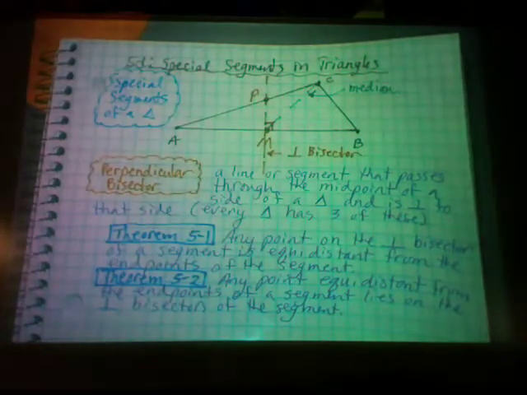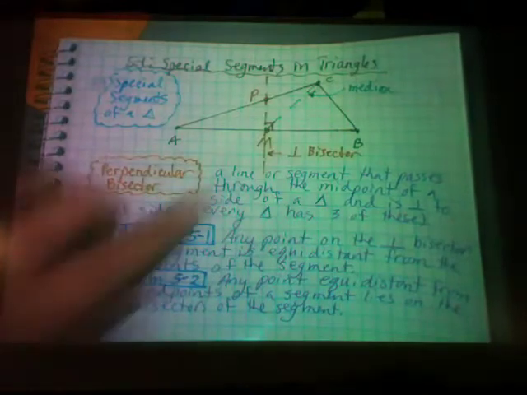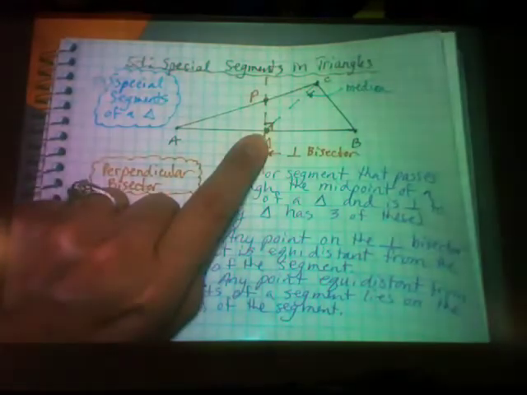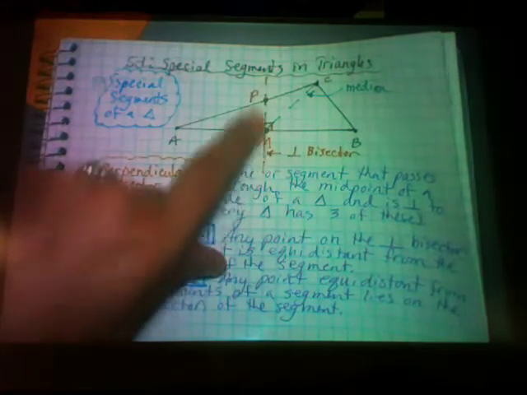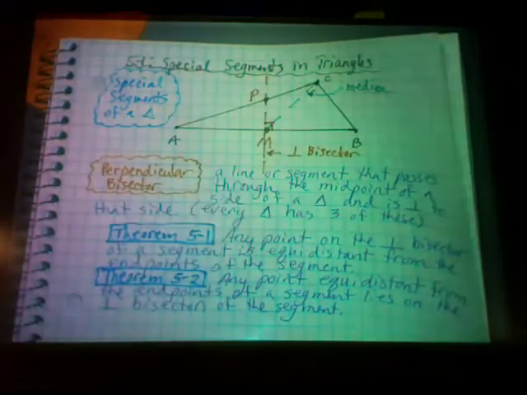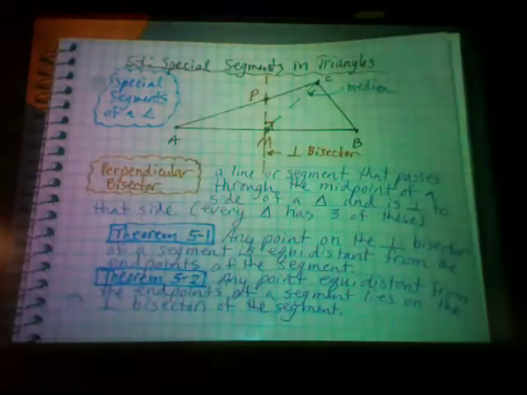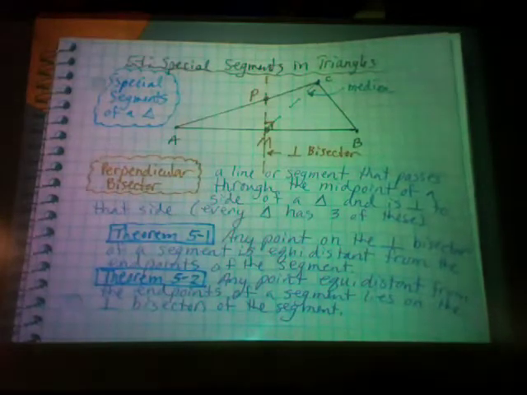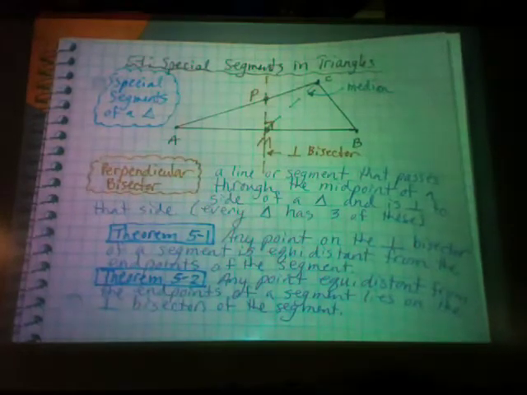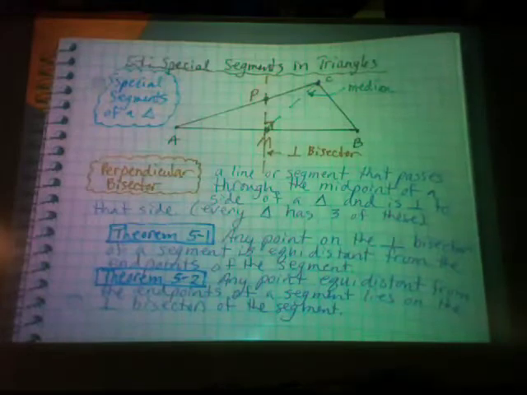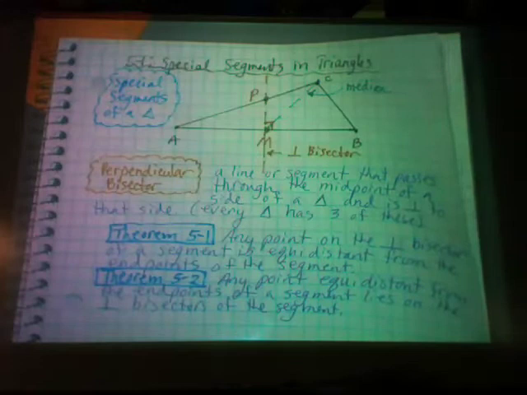Whereas the two characteristics of the perpendicular bisector were that it intersected the midpoint of a side of the triangle and it's perpendicular to it. Could the perpendicular bisector and the median be exactly the same line? It's possible. If your triangle is an equilateral triangle or an isosceles triangle, it could be. And you're going to explore some of those possibilities today in your homework.